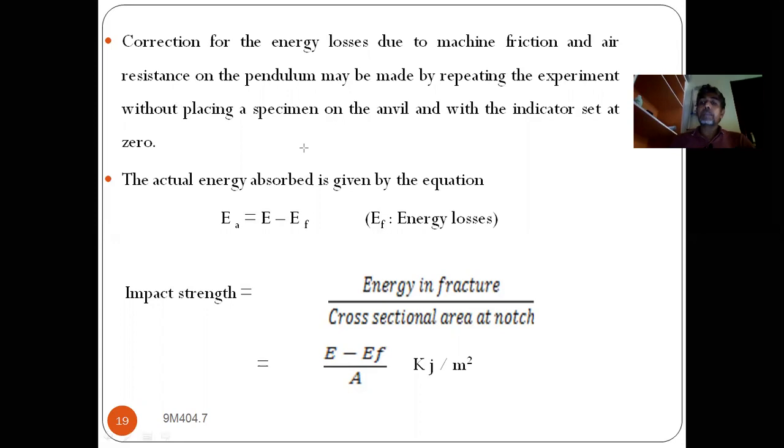So how to find out the impact strength? Already we have calculated the energy in the fracture, that is the actual energy absorbed, divided by the cross-sectional area at the notch. How much cross-sectional area you have at the notch should be calculated. So energy in fracture divided by cross-sectional area at the notch is nothing but E minus EF divided by area of cross section. Here the units will be kilojoules per meter square. In this way, we will find out the impact strength of a material by using this Charpy test.